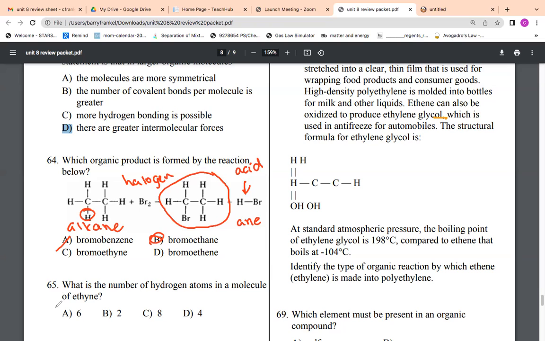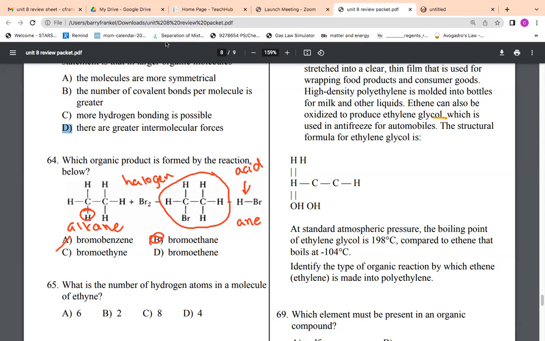Anyway, number 65. What is the number of hydrogen atoms in a molecule of ethyne? Okay. Sorry, guys, 1 sec. I just want to see my battery. Okay, it's me. Right? 20, yeah. All right. Let me read this. What is the number of hydrogen atoms in a molecule of ethyne?